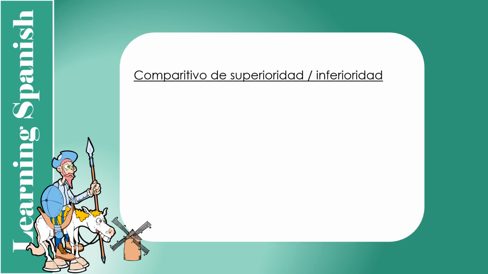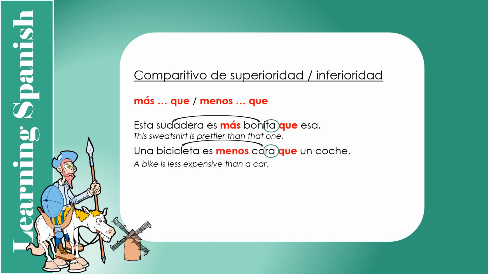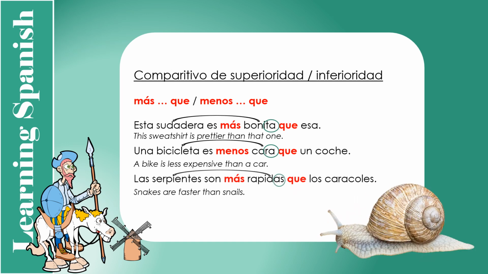And then the second one, the comparative degree. In Spanish we use más que, more than, or menos que, less than. Esta sudadera es más bonita que esa. Una bicicleta es menos cara que un coche. Las serpientes son más rápidas que los caracoles. And in all three examples you see that again the adjective agrees in gender and number with the noun it is referring to.